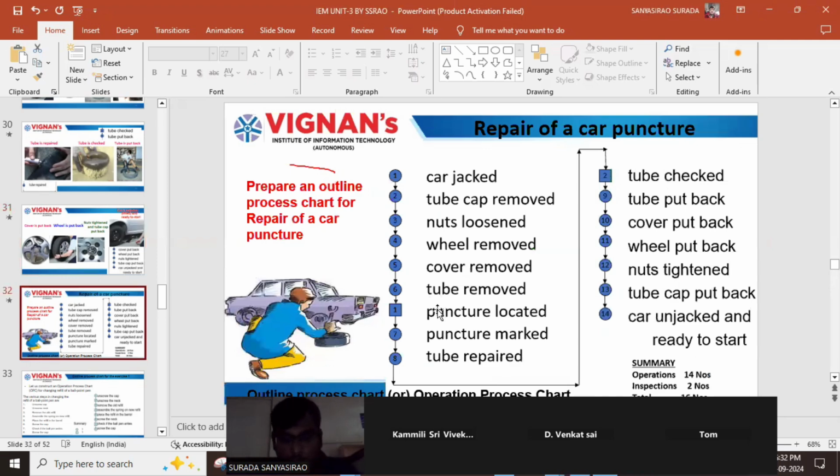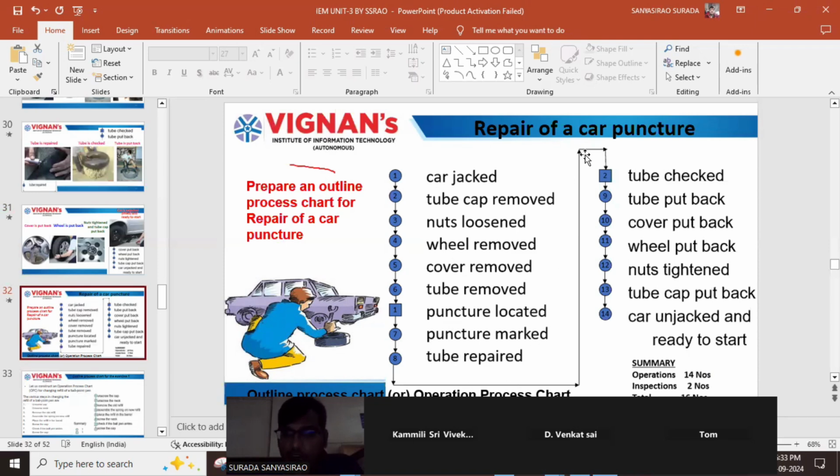see this is the summary of various operations. Initially you have to jack the car, you have to lift the car, tube cap removed, nuts loosened, wheel removed, cover removed, tube removed, and finally puncture located. These are all the operations. You are given the circle symbol, and this is given the square symbol. This is for the inspection, and puncture marked and tube repaired. These are all the operations.